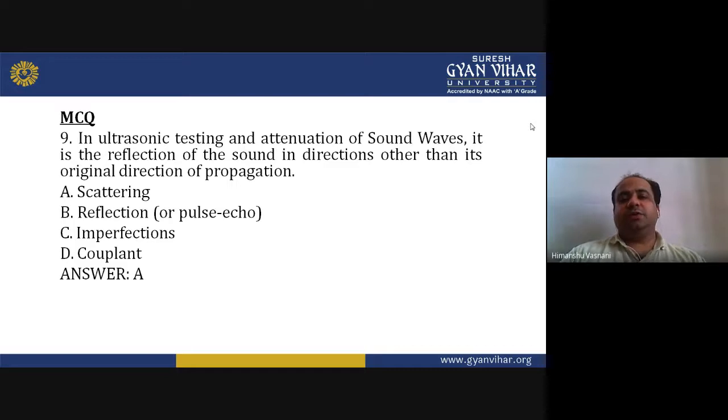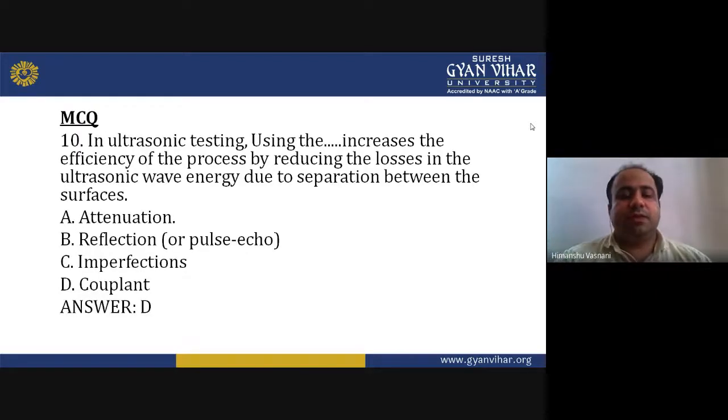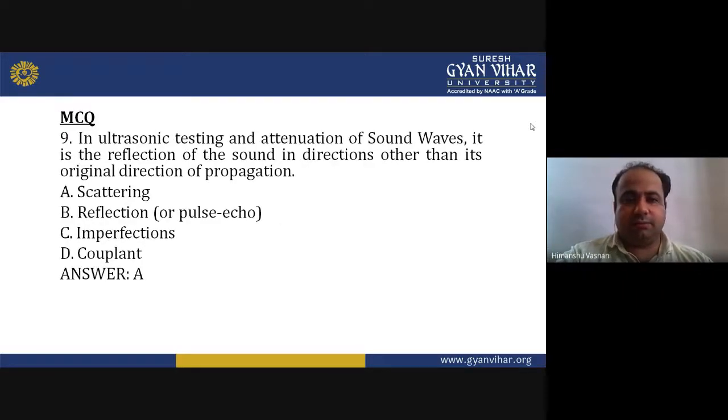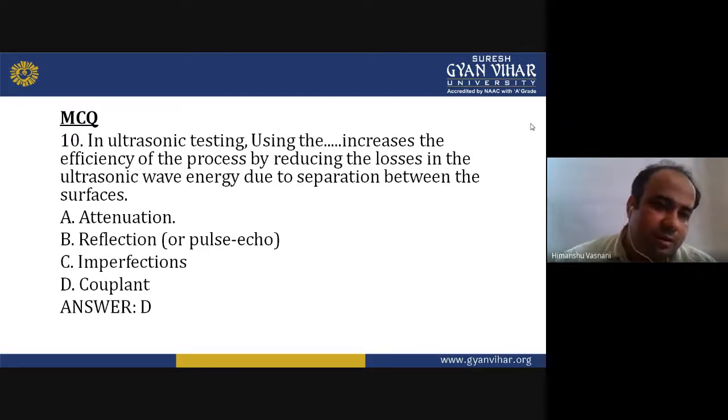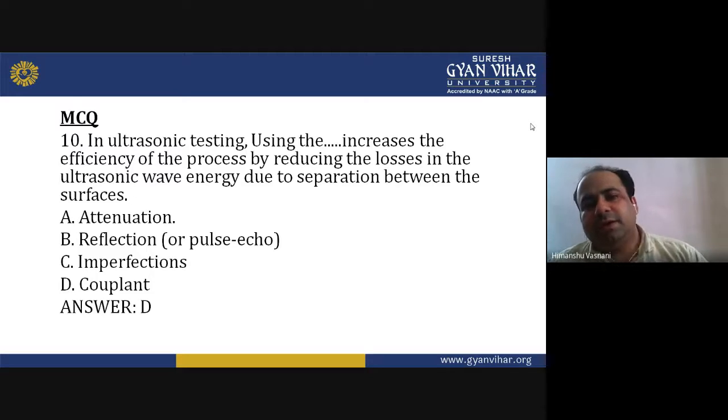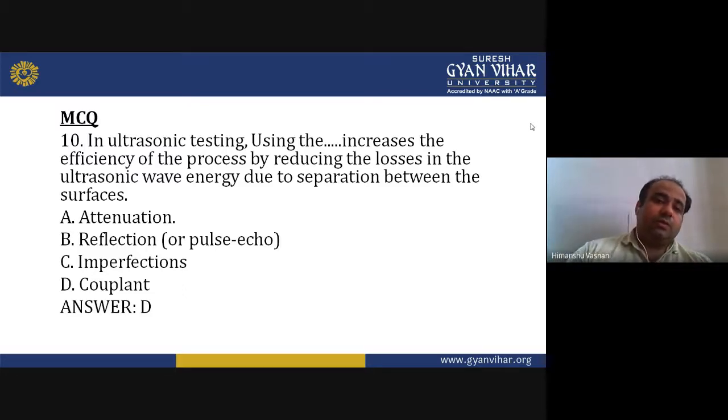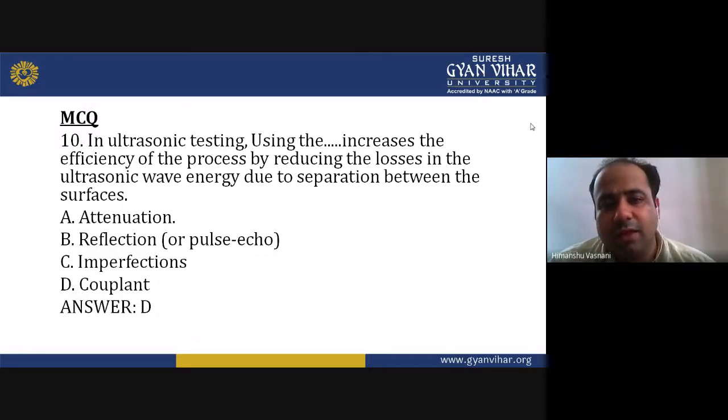In ultrasonic testing, attenuation of sound waves is the reflection of sound in directions other than its original direction of propagation. So what do we call this? We call it scattering. Scattering is the answer. Now, ultrasonic testing using the dash increases the efficiency of the process by reducing the losses in the ultrasonic wave energy due to separation between the surfaces. So, using the couplant increases the efficiency.